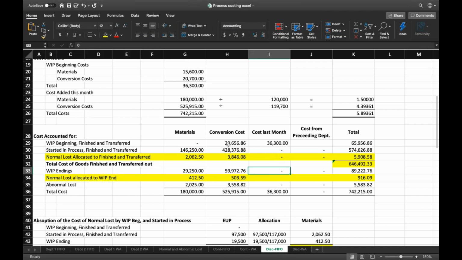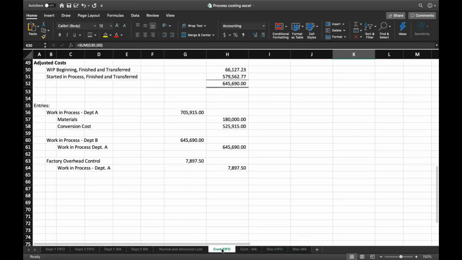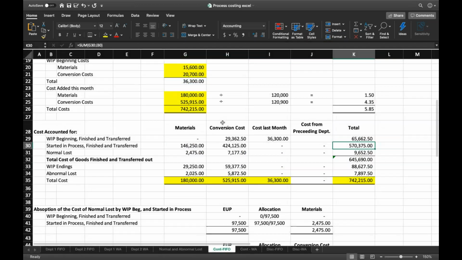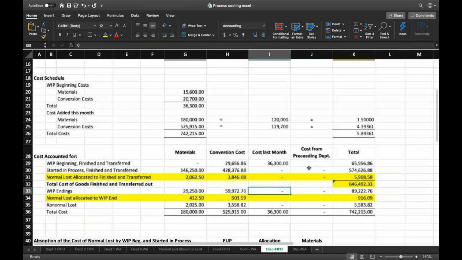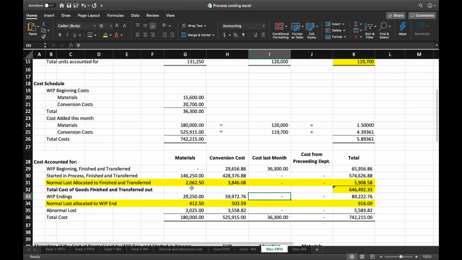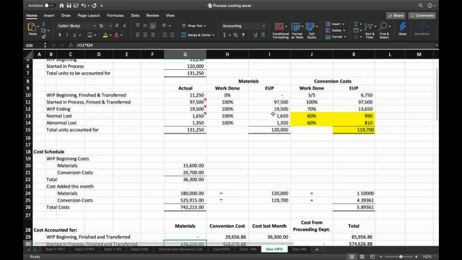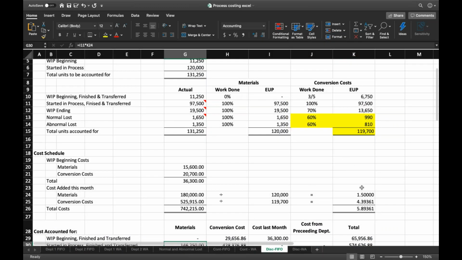Okay. So, hindi ko na-explain yung work in process beginning and started in process. These are the same with FIFO under continuous loss. Let me just show you. Paano nyo siya ginawa sa continuous loss, ganun din dito. Just multiply. Okay, multiply.